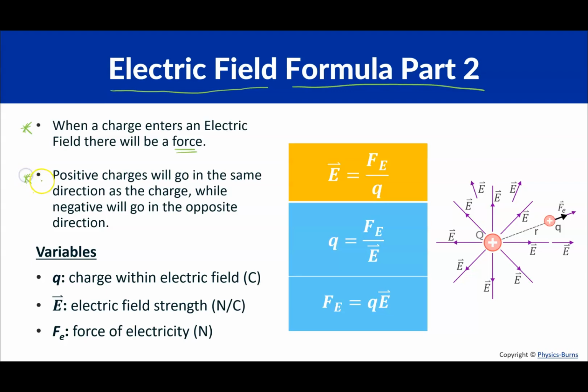A positive charge will go in the same direction as the electric field, while a negative charge will go in the opposite direction of the electric field. This lowercase q is the charge within the electric field. So for example, this big Q is the one creating the electric field. This little q is going to be the test charge within the electric field, feeling a force from the electric field. E is the electric field, F sub E is the force of electricity. Here's the main formula. And then these are the other formulas that you get when you algebraically manipulate them.